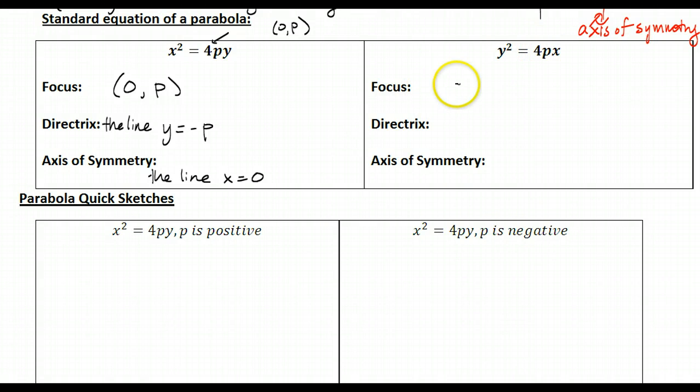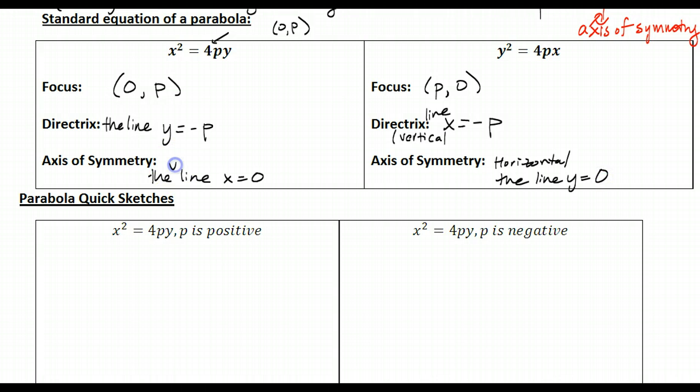For y squared equals, everything's flip-flopped. So now the focus point, p, is the x value, and the directrix is going to be the line x equals negative p. And x equals is a vertical line. And then the axis of symmetry is horizontal, and it is the line y equals 0. Pause if you need to get all that down.